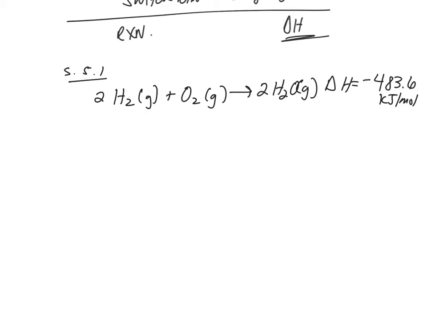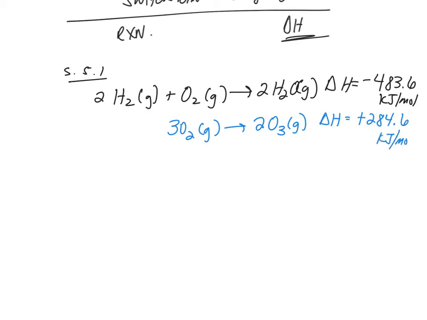And then the next equation is 3 oxygens go to 2 ozones. That's ozone. And that delta H is a positive 284.6. Ozone is what is being depleted. Okay, now this is the question. What is the delta H for 3 hydrogen gas molecules and 1 ozone gas to go to 3 water gas molecules?